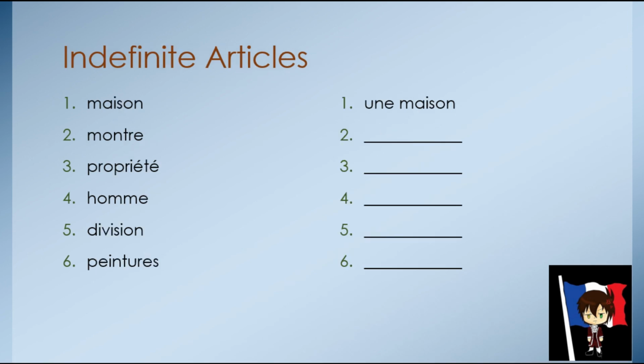Okay, moving on, we have the indefinite articles. The first one is already provided. For mezzo, that's a masculine noun, so the answer is un mezzo, because un is for masculine. I'll give you 5 to 10 seconds again. You may want to pause the video, and if you're ready, just resume the video.